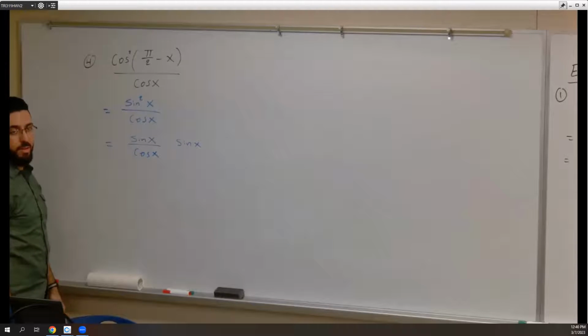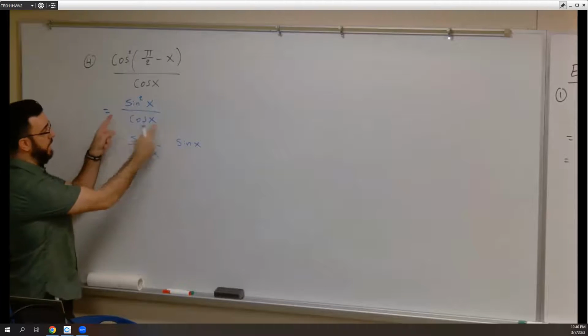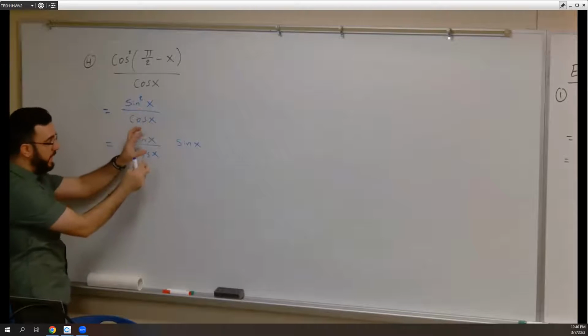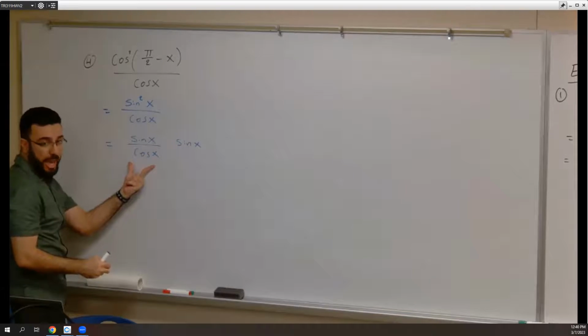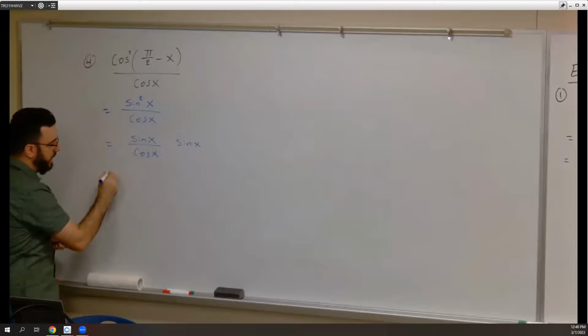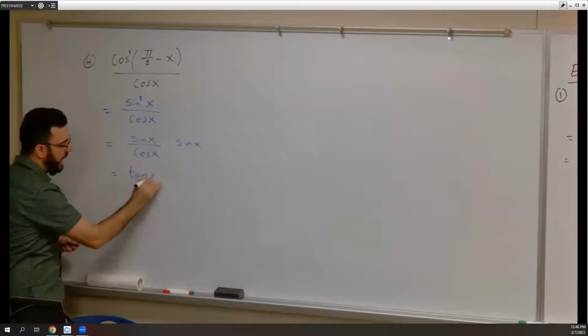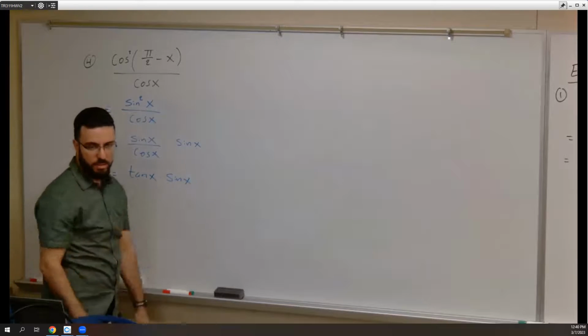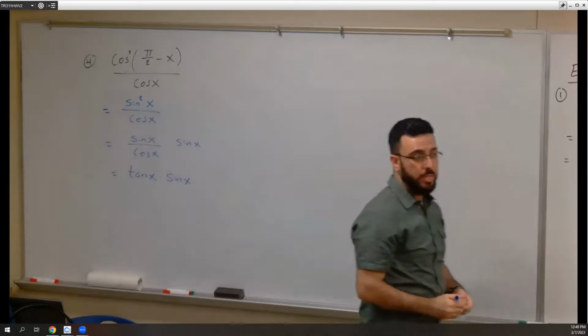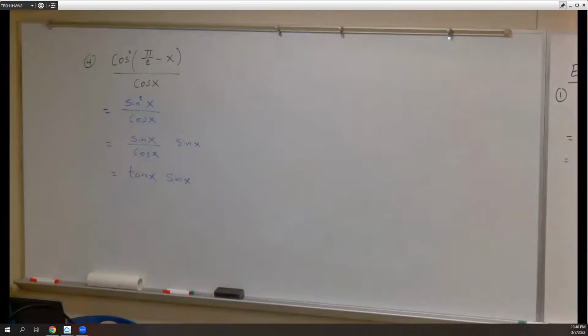Sine times sine is sine squared. But I'm gonna take one sine over cosine equal what? Tan. So this one is tangent. That means it's tangent x and I keep sine x. That's it. You got it? So this is a good thing. When you have squared and just one term on the bottom, you can say, okay, it's a sine times sine.